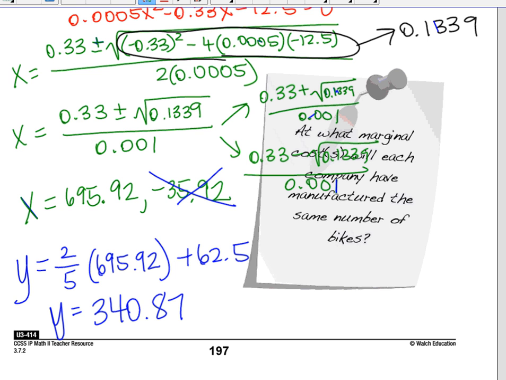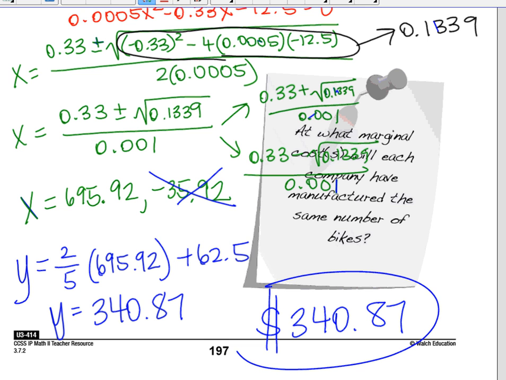So the question is saying at what marginal cost will each company have manufactured the same amount of bikes? It's a cost, so that's a dollar amount. At $340.87 is where they will be the same.